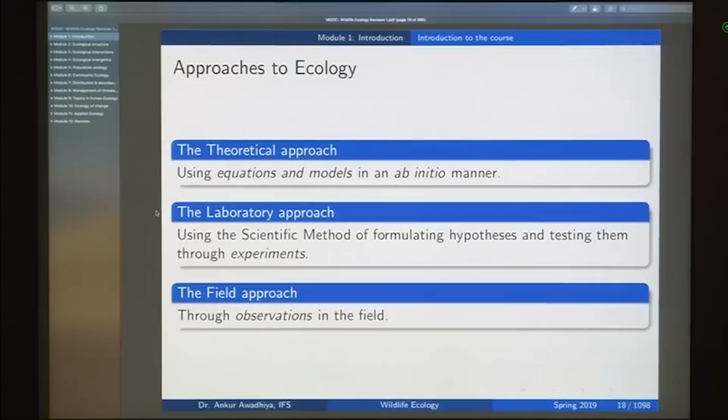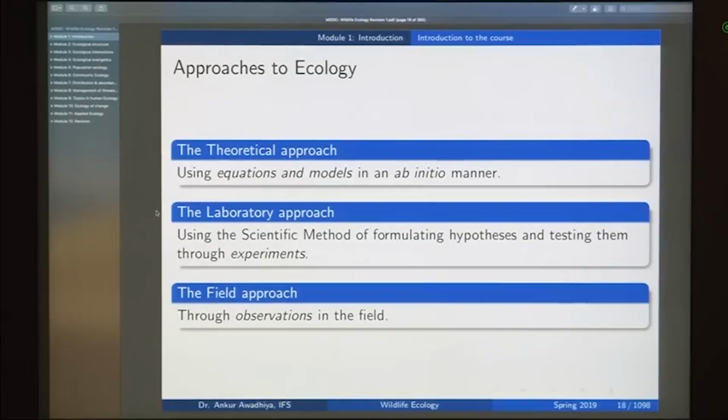The second one is the laboratory approach, which utilizes the scientific method of formulating hypotheses and testing them through experiments. The laboratory approach included things like transplanting an organism from one place to another, or looking at the populations of different caterpillars and seeing them change their colors, which we have seen in this particular course. And the third one is field observations. Field observations are things like the langur cheetal association that we also saw in the case of community interactions.